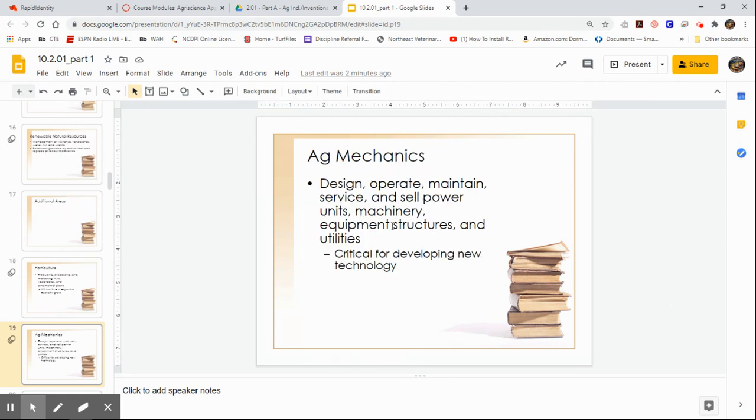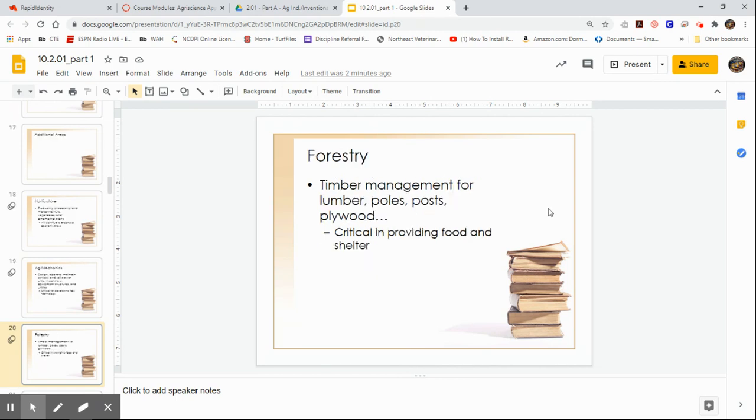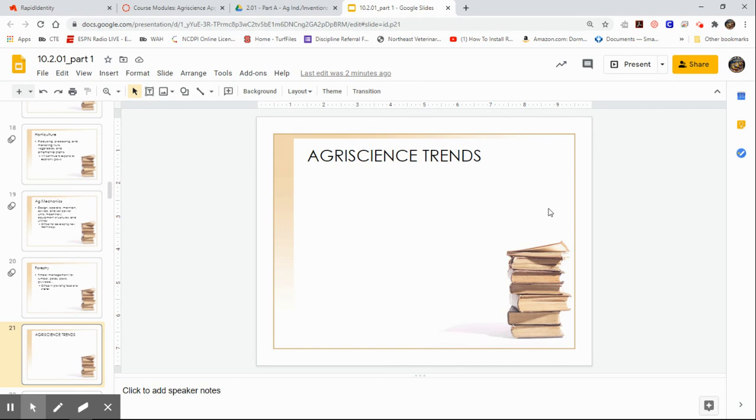Ag mechanics is machinery. That's an easy way to remember that definition. Ag mechanics, machinery. Forestry is just that. Trees grow in the forest, so we should never miss that question for forestry.